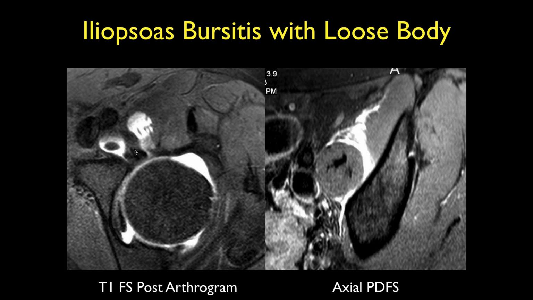So iliopsoas, yeah, bursitis. So this is the iliopsoas bursitis, and this is another very common location to see fluid collections. In this particular case, there was a loose body within it. I think it's probably the only time I've seen a loose body in the iliopsoas bursa. But this is another common location where you'll see bursal formation. So I just want to point this out. And this is the iliopsoas tendon coming down through here.